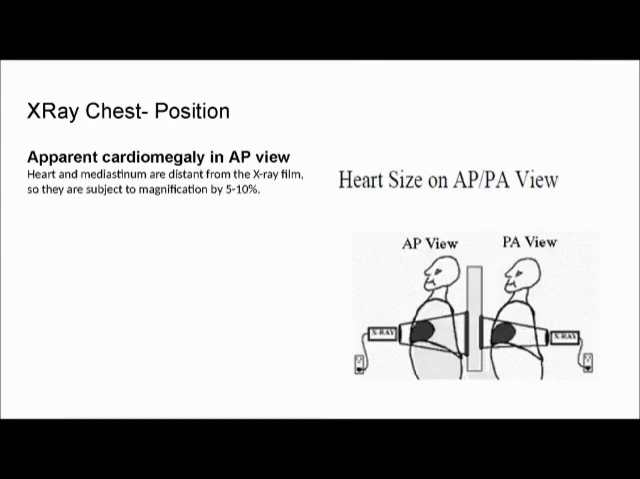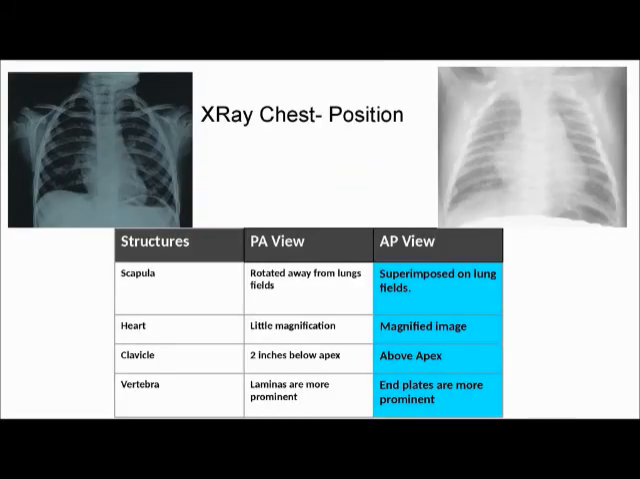Let us discuss position of chest X-ray. In AP view, apparent cardiomegaly is there because the heart is distant from the X-ray film. As you can see in this figure, in AP view the plate is placed posteriorly and the X-ray beam comes from the anterior side, so comparatively the heart appears large in AP view. The other differences between PA and AP view: the scapula in AP view is superimposed on the lung field, the clavicle is above the apex of the lung, and the vertebral end plates are more prominent in AP view.